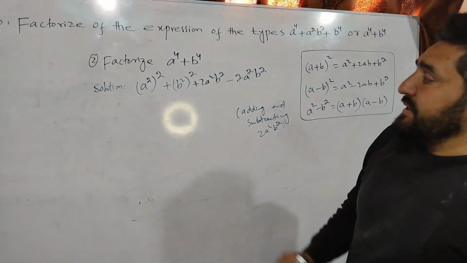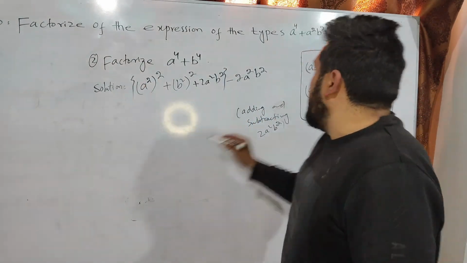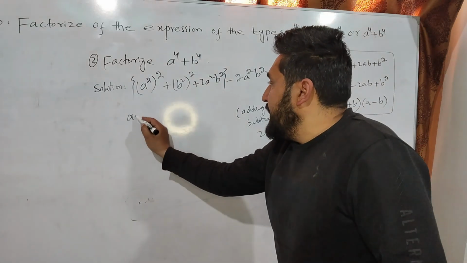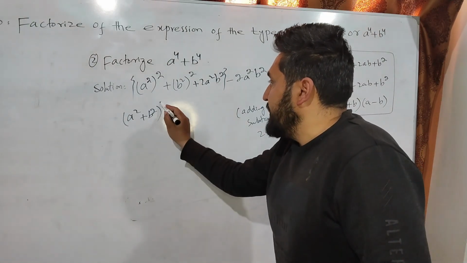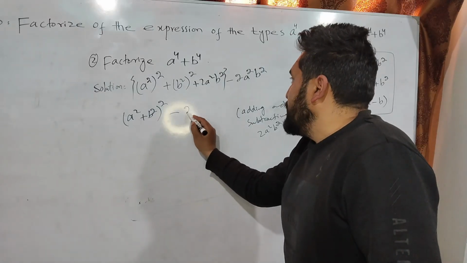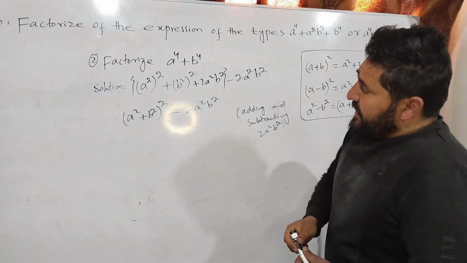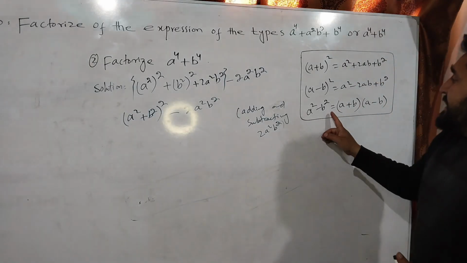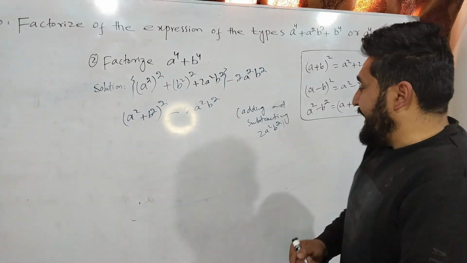Now it is clear, I think. Now this is the formula, the first identity, that is (a square plus b square) whole square, here minus 2a square b square. Now we use this identity, but this is not in our square, so we use a technique like this.